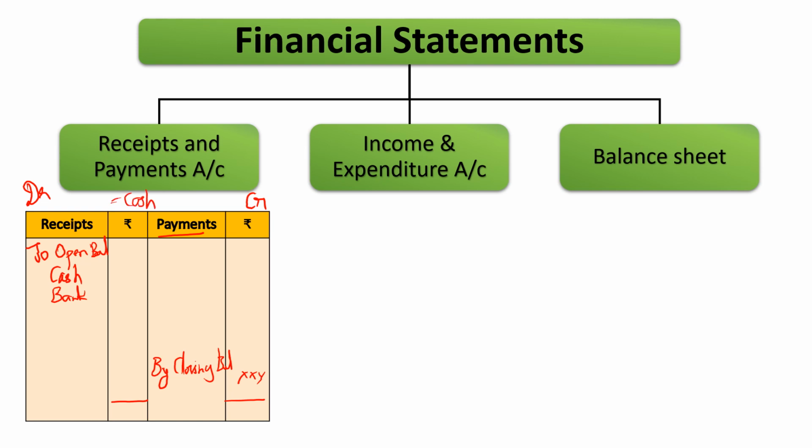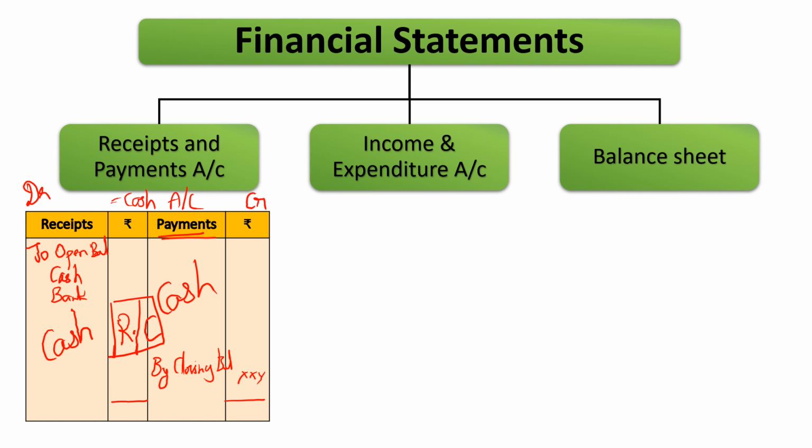Receipt and payment account is equal to the cash account. Here on the receipt side, you will record the cash receipts, and on the payment side, you will record the cash payments. It may be revenue or it may be the capital transactions. You will record both types of transactions here. If you are receiving cash, you will record it in receipt and payment account. If you are making payment in cash, you will record it in receipt and payment account.